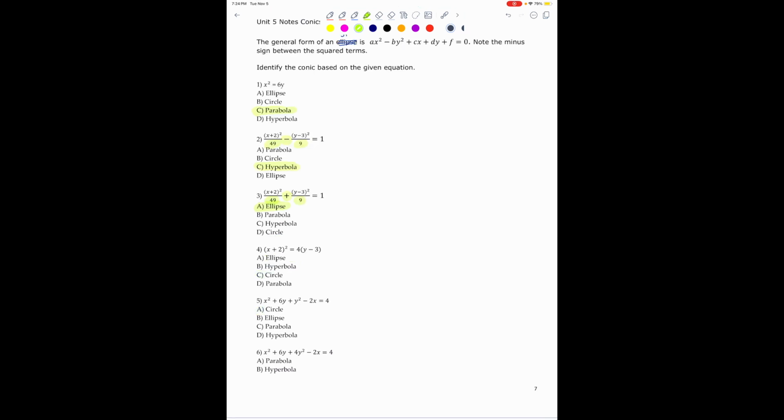Next, I will have x plus 2 all squared equals 4 times y minus 3. So I see here that the x is squared, but the y is linear, or not squared. So this is not an ellipse, it's not a hyperbola, it is not a circle, it is a parabola in that case.